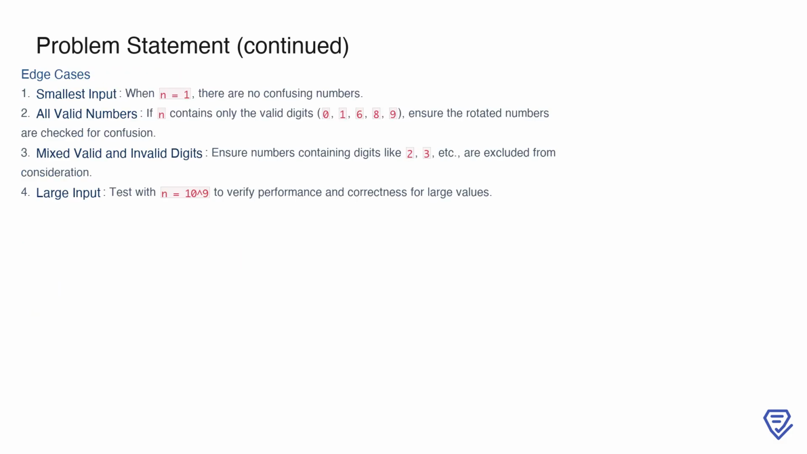When solving this problem, there are several edge cases to consider. For the smallest possible input, when n equals 1, there are no confusing numbers. Another important case is when n consists entirely of valid digits like 0, 1, 6, 8, and 9. In such scenarios, we need to check if the rotated numbers are different from the originals to determine if they are confusing. Furthermore, if n contains a mix of valid and invalid digits, numbers with invalid digits must be excluded from consideration. Lastly, we must ensure that our solution is efficient and performs well even for the largest input, where n equals 10^9. This is critical to handle the problem's constraints effectively.